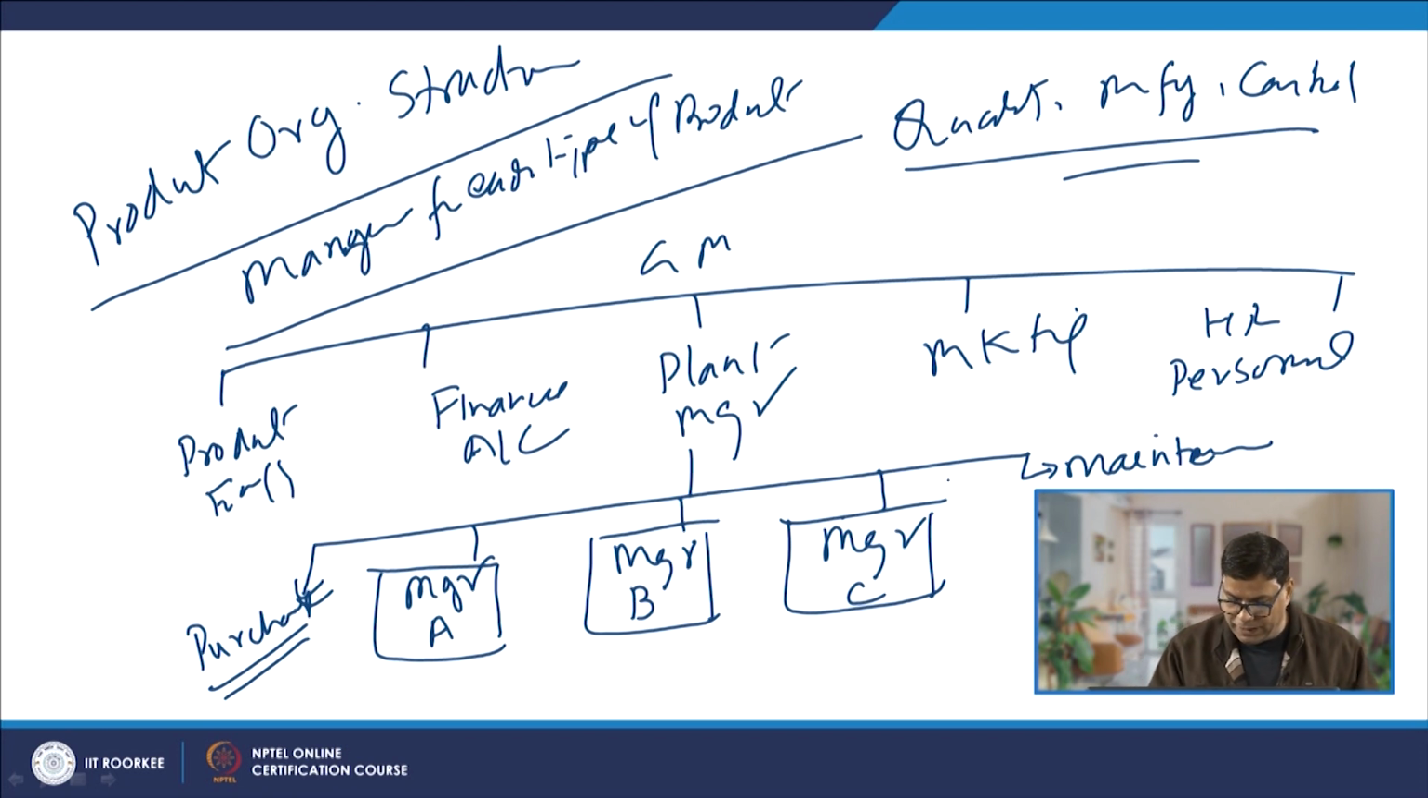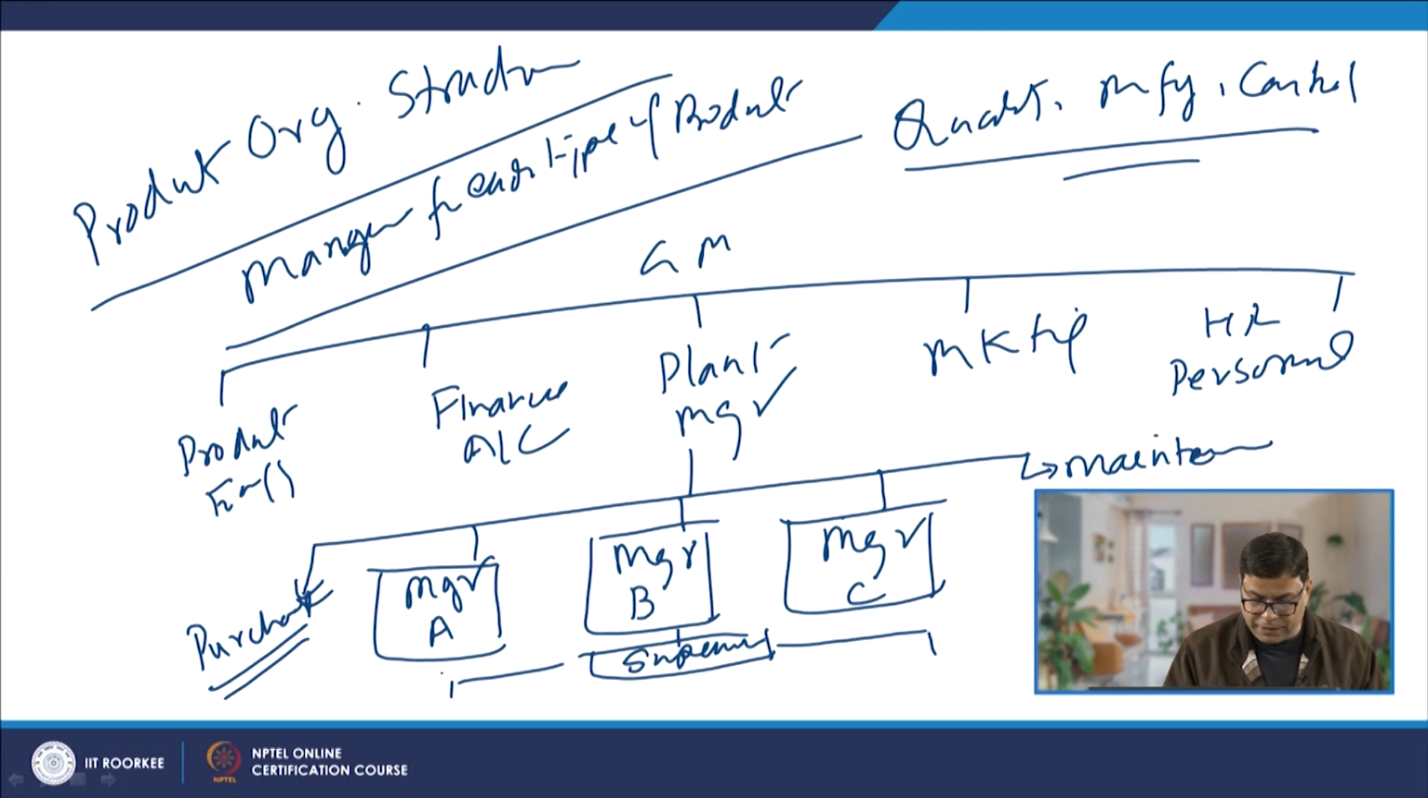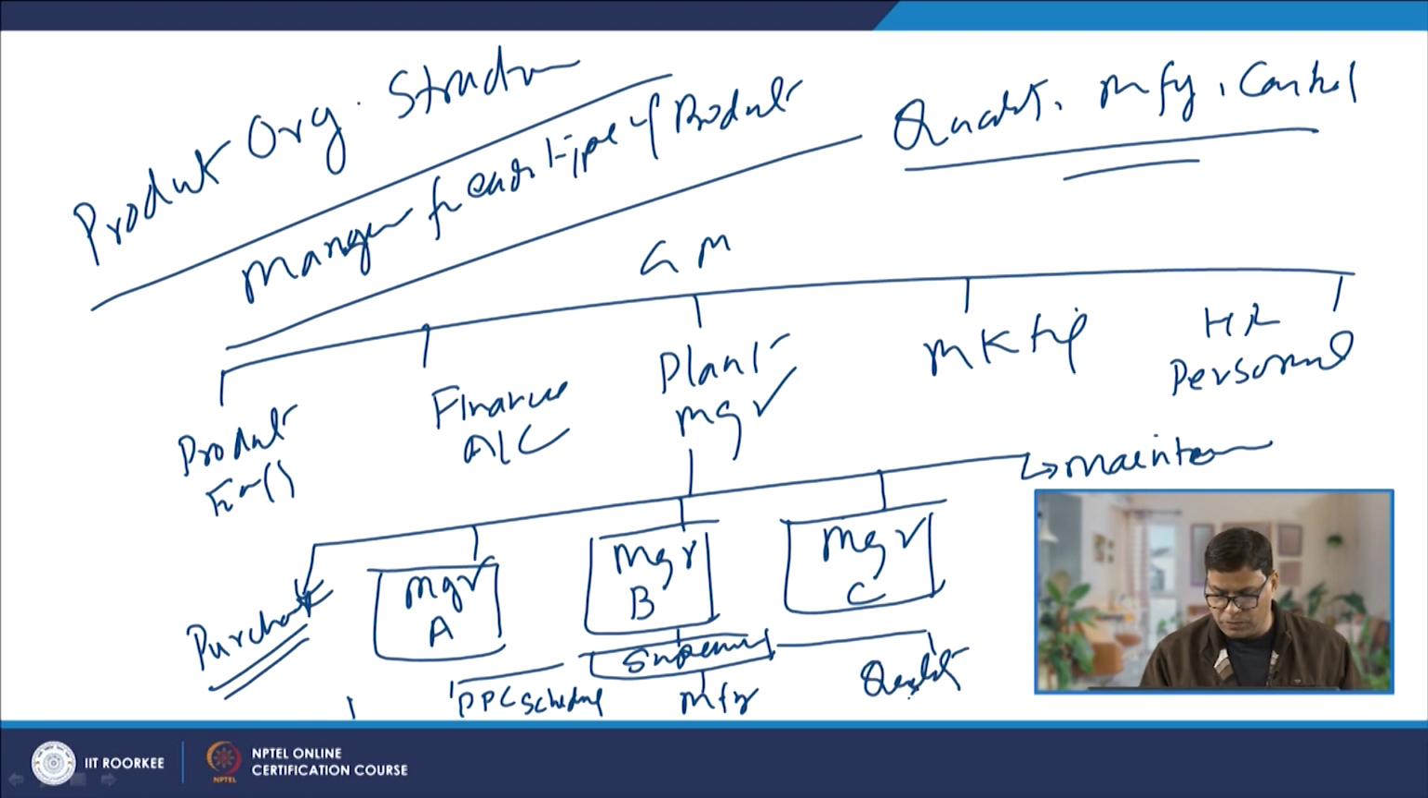And then under the manager there will be the supervisory level, and the supervisors are responsible for a range of functions, like they will be looking after production planning and control, scheduling, manufacturing, quality control. So, what will be the quality of the product, how it will be manufactured, what kind of schedules will be followed, all that will be under the control of that particular product manager.